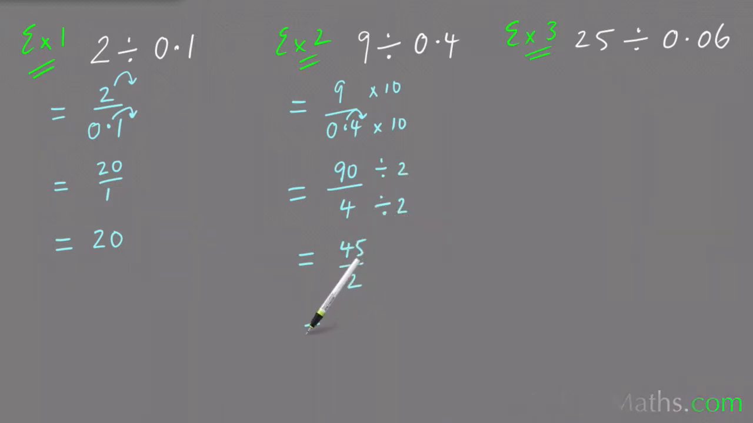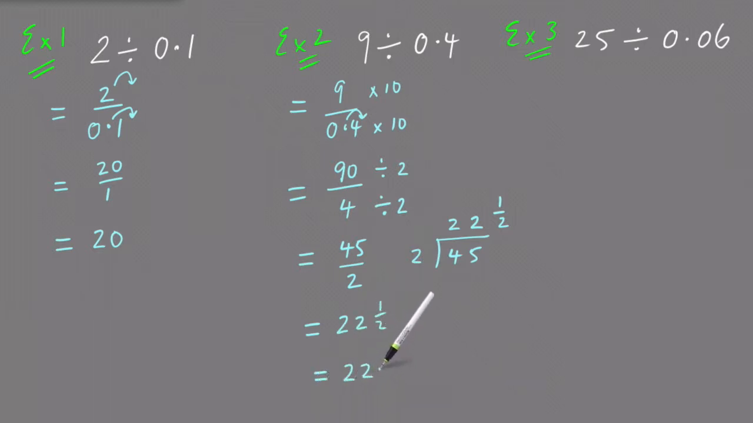And then this you can do as a short division sum. So the number on the bottom goes on the outside, the number on the top on the inside. How many 2's in 4? There's 2. How many 2's in 5? There's 2, with 1 left over, so that's 1 over, and it's always this number here that goes on the bottom, so 22 and 1/2. And 1/2, you may already know, is 0.5, so this is the same as 22.5.